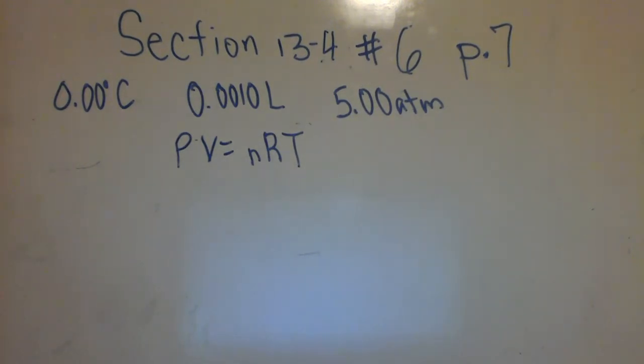Reads, if the pressure exerted by a gas at 0 degrees Celsius in a volume of 1/1000th of a liter is 5 atmospheres, how many moles of gas are present?